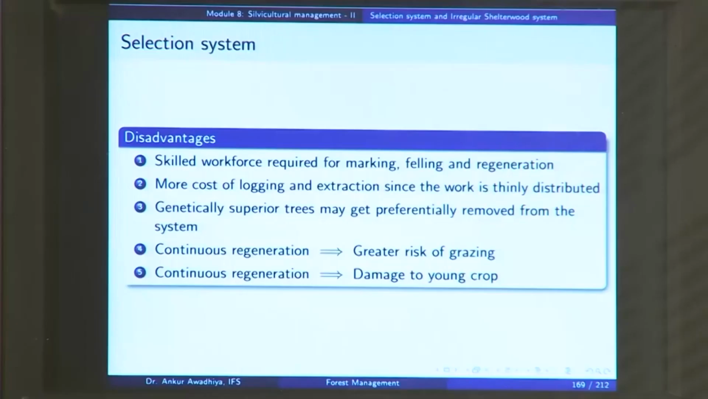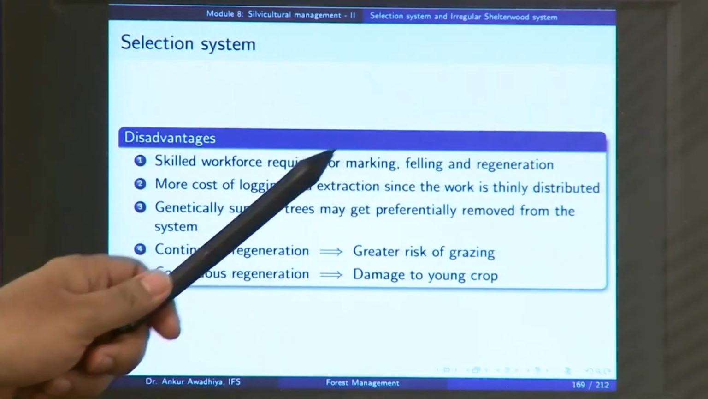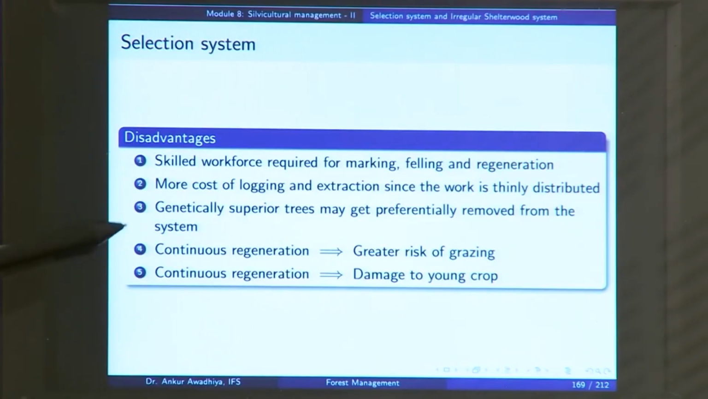But in the case of a selection forest, because you select trees that have reached that diameter, you are not considering the age of that tree. So, what happens is that you fell that tree, before it gets time to produce a sufficient number of seeds that would have the superior genetic qualities. So, there is a chance that the genetically superior trees may get preferentially removed from the system. Then also, because you have continuous regeneration throughout the forest, at all times you have young crop in every portion of the forest.